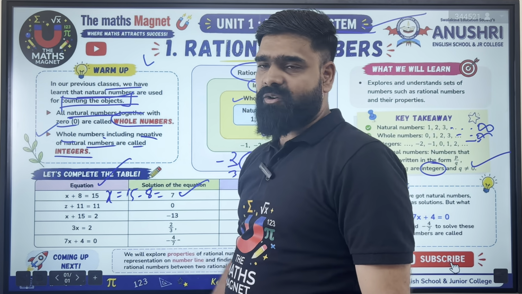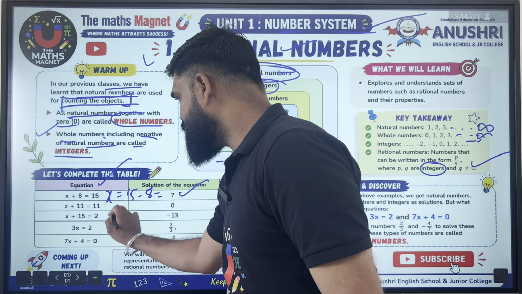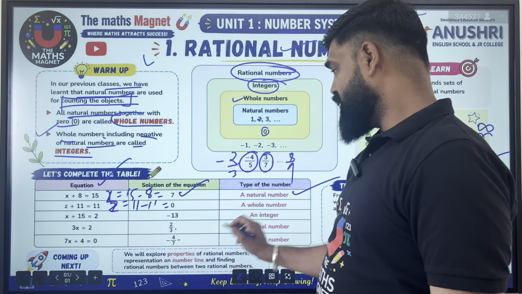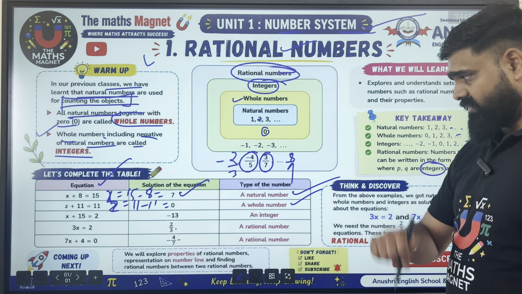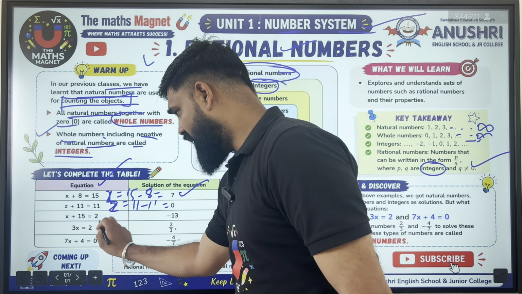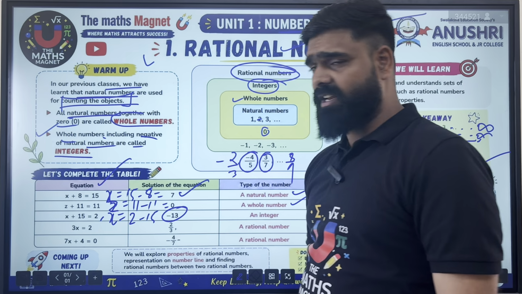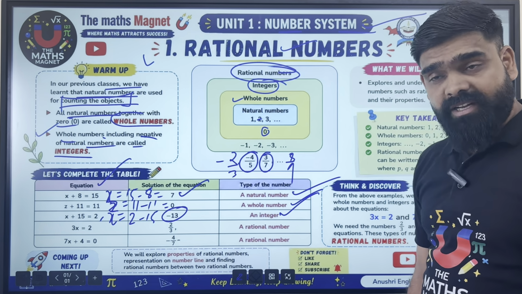z plus 11 is equal to 11. When we solve this, z is equal to 11 minus 11. This will be 0, and 0 is a whole number, right? When we solve again, x is equal to 2 minus 15, we got minus 13 here. So minus 13 is an integer.